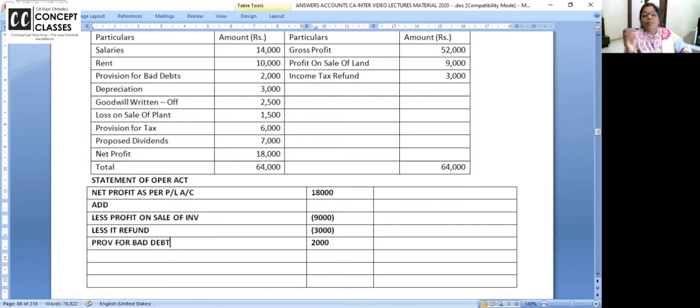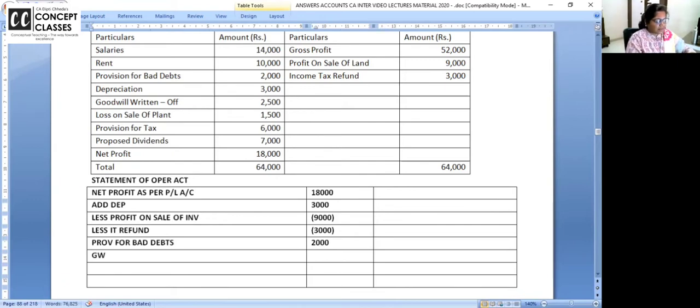Provision, listen. Provision for taxation, provision for doubtful debts, provision for depreciation. Any provision debited in the P&L account, debit is all expense, outflow. No money has gone out, add back. Now, depreciation. Usually it is the first item. If it is not there, you can write it below also. Add back. It's non-cash.